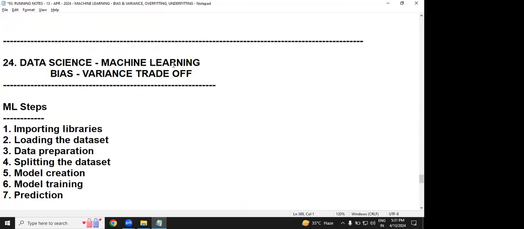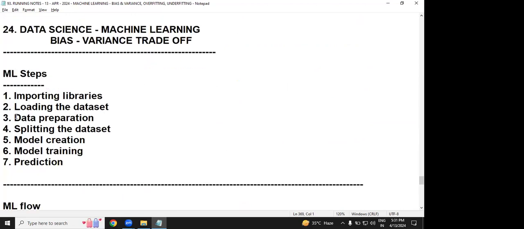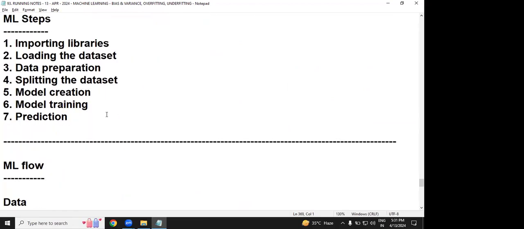Before entering into the topic, can you please read it once? These are all topics, actually. These are all points. These are all ML steps. Any ML algorithm should follow the same steps. The first one is importing libraries. Next one is loading the data set. The next one is data preparation.